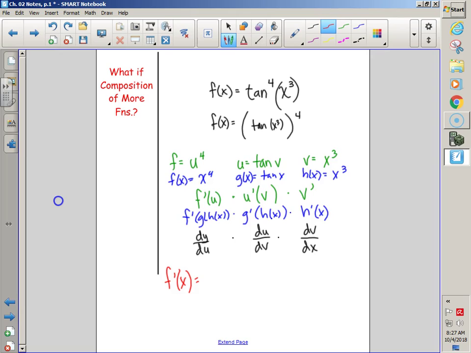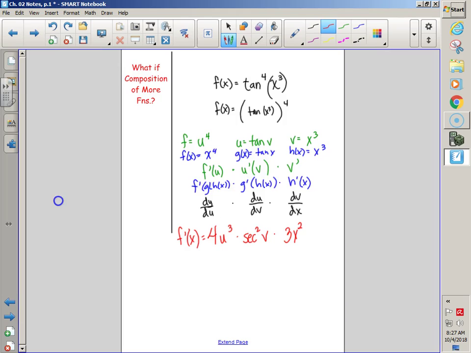Hey, guys. Whatever you're looking at, what's the derivative of the outer? 4u cubed, if you're using U notation. Times, what's the derivative of the middle? Secant squared of v. And what's the derivative of v? 3x squared. And finally, I've gotten to x's if you're doing the U notation. Now all we have to do is go back and plug in.